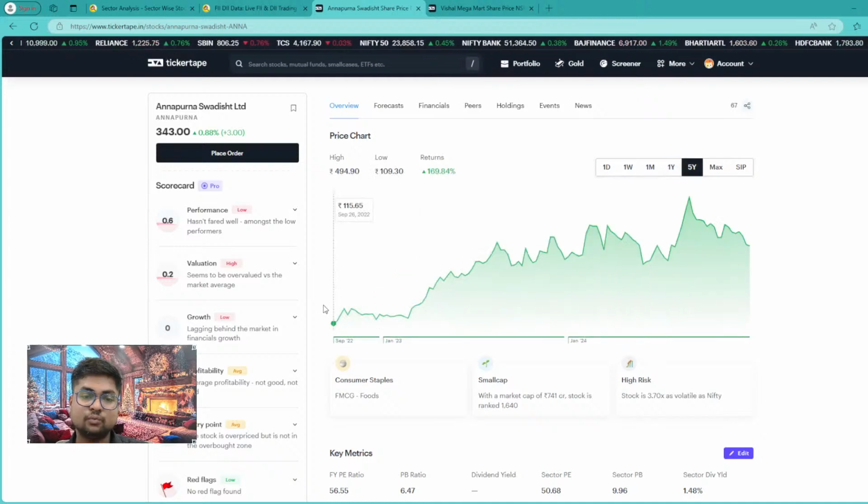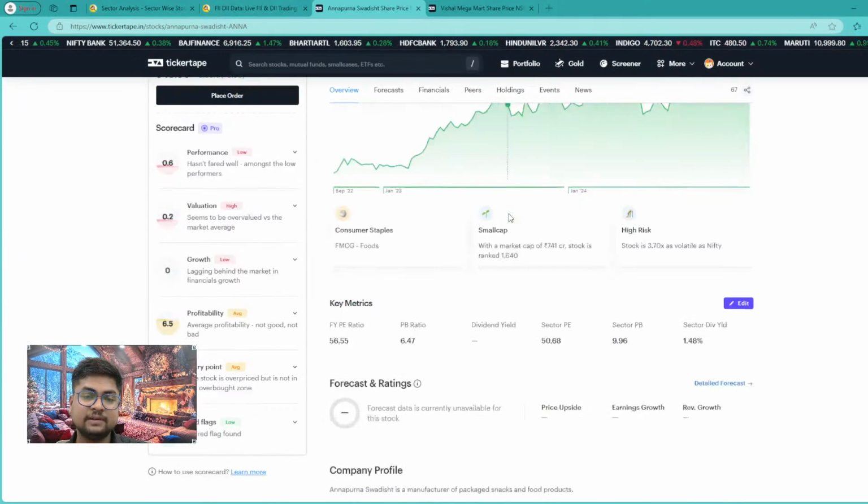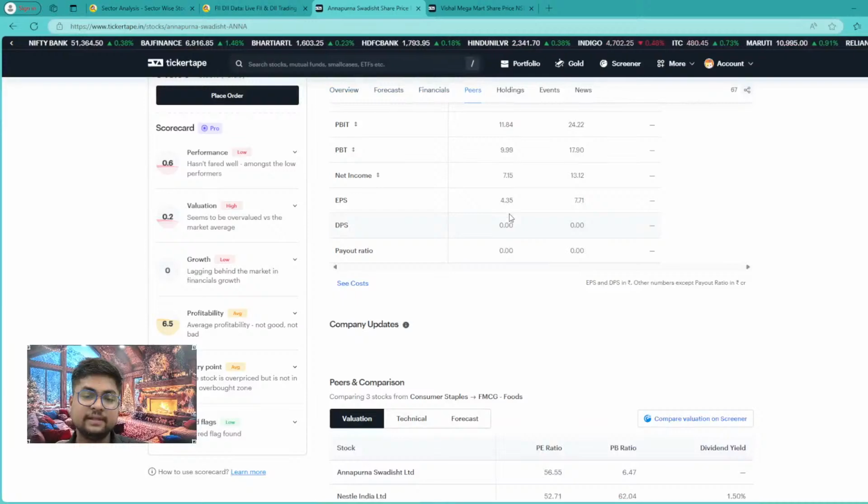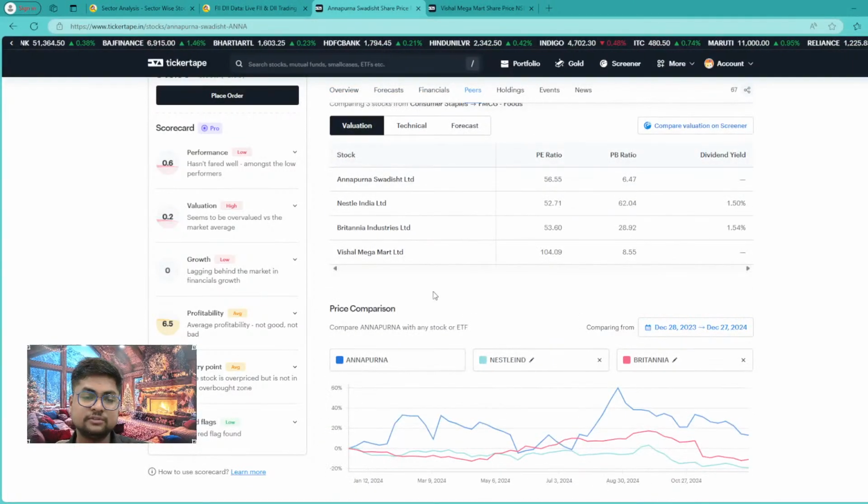from last 5 years, since they listed on 26th of September 2022, they have been consistently delivering very good returns, right? They even made a high of 481, and it has been continuously decreasing from that level to 340 as of now. So they have been increasing their profitability at a good pace. So just look at this valuation.